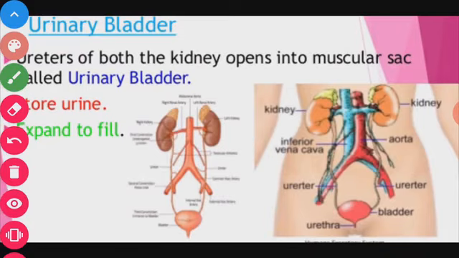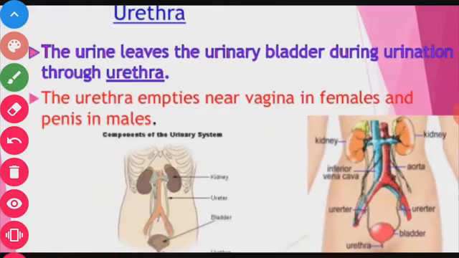So we know that the function of the urinary bladder is to store the urine for some time. After that comes the urethra, the fourth component of the urinary system. The urethra is a short muscular tube which opens out of the body.